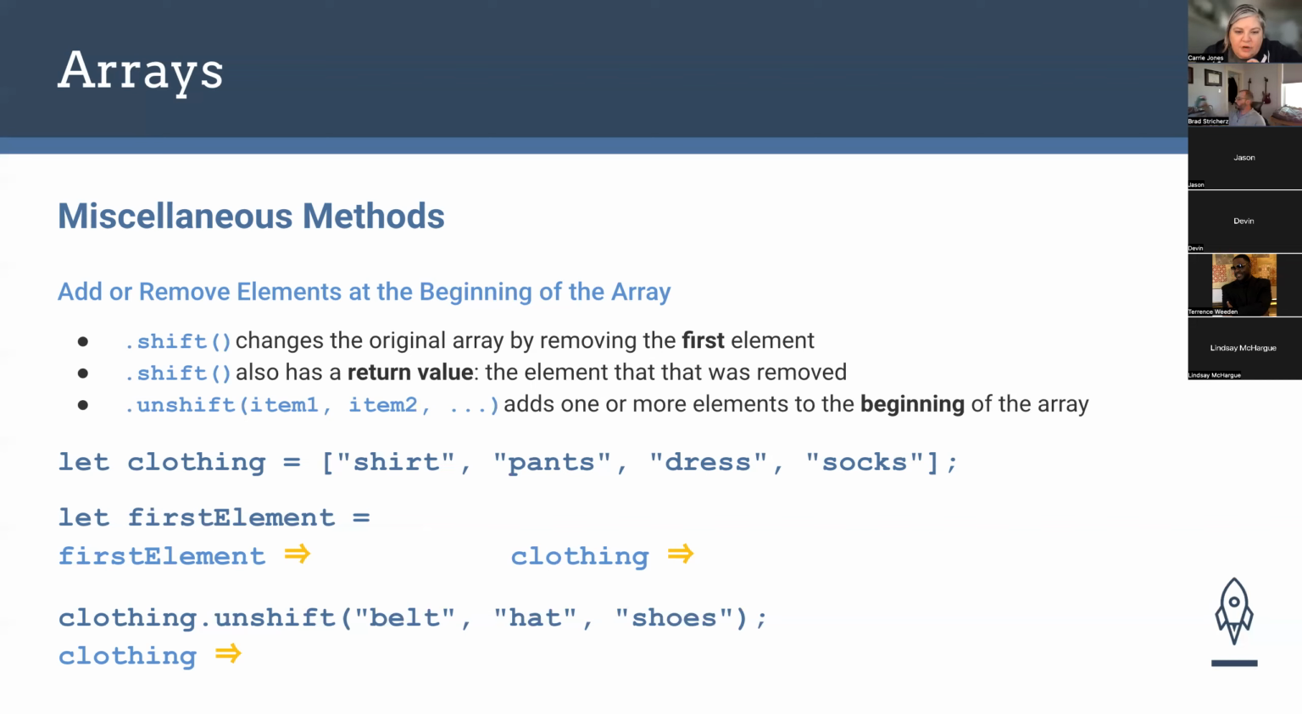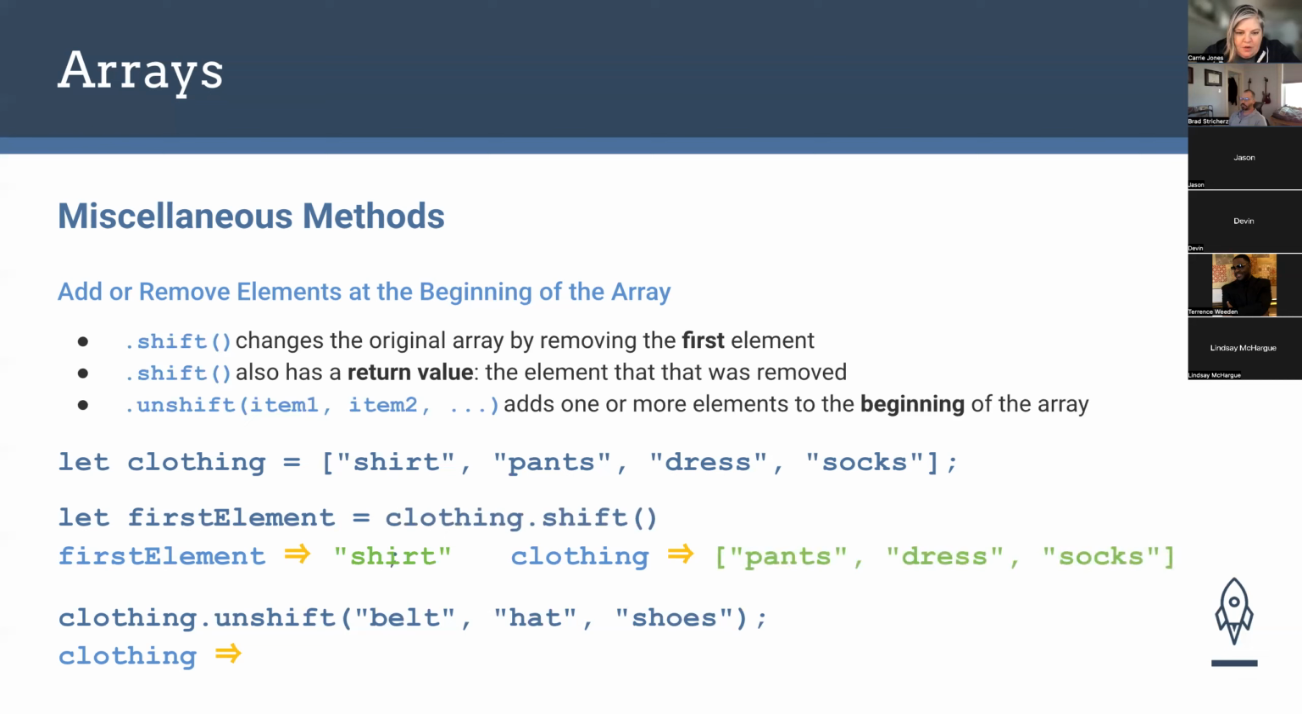So again, shirt, pants, dress, socks. We start with the same original array. What if I want to take off that first element? What would I do? Let first element equal clothing dot shift. You got it. And so then first element equals shirt, and clothing equals pants, dress, socks.